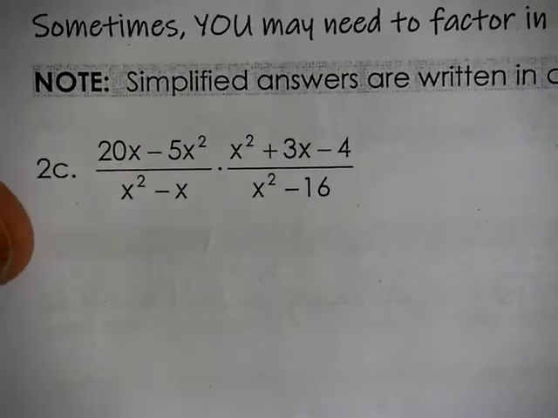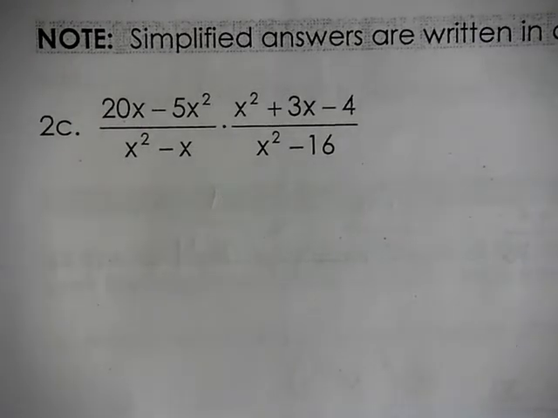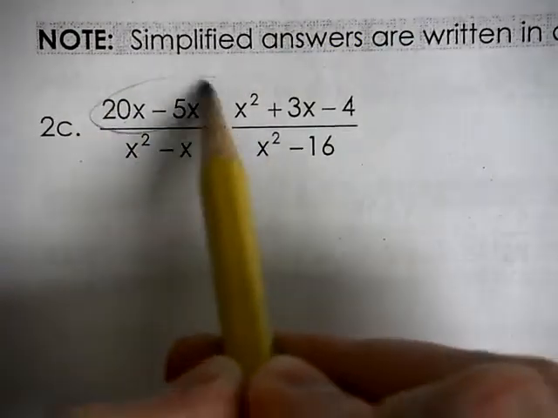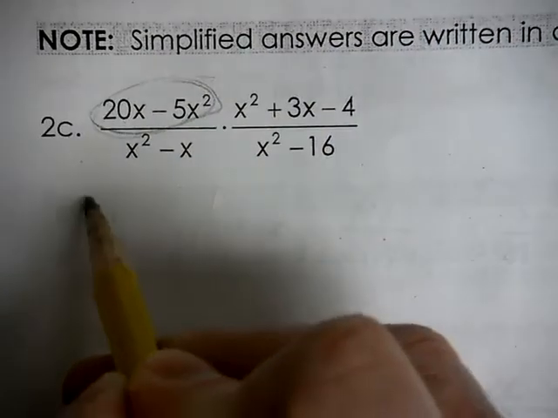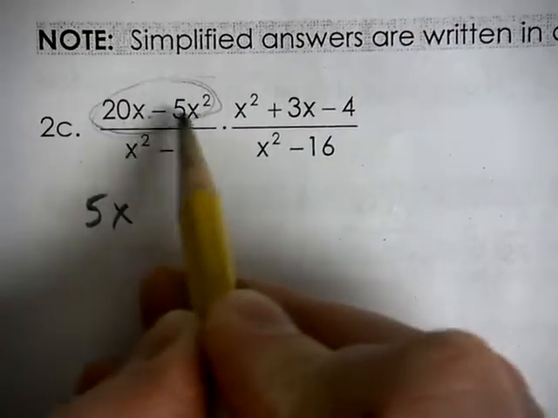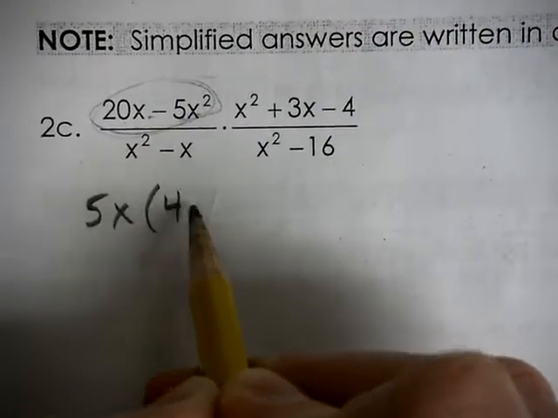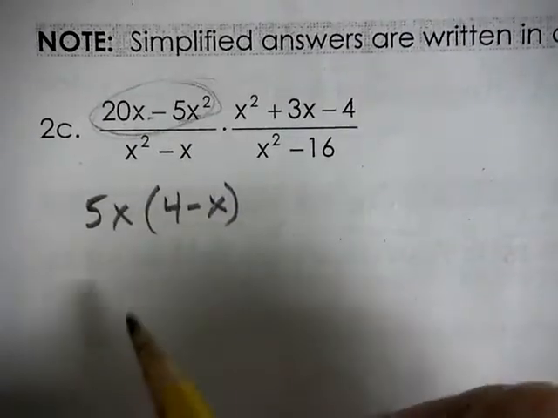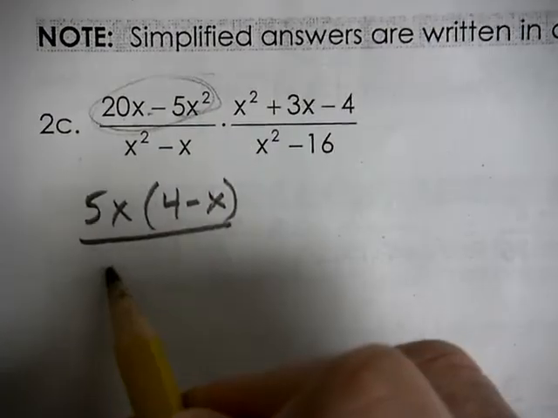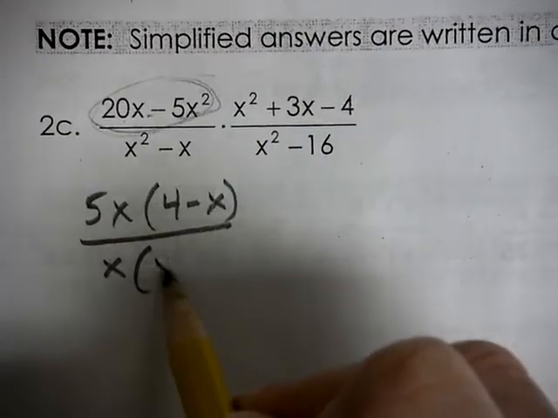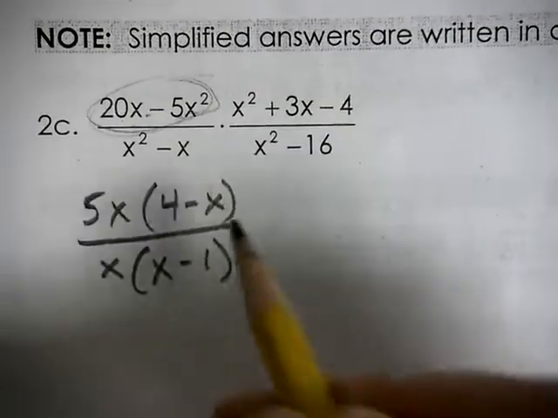So think about what we need to do here. What do you see? What do you think? Make some decisions. Out of this first portion, I notice that they have something in common. They have a 5 and an x in both of those. So that leaves me with a 4 minus x left over. That's going to be a little tricky item to work with. This denominator is going to be an x and an x minus 1.